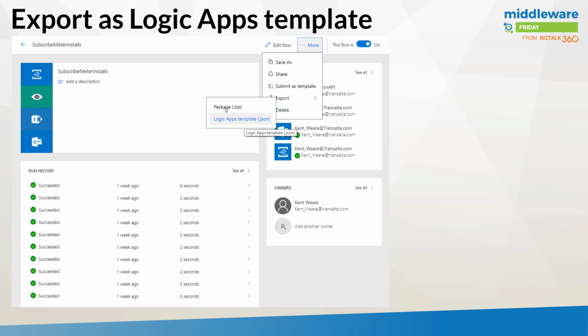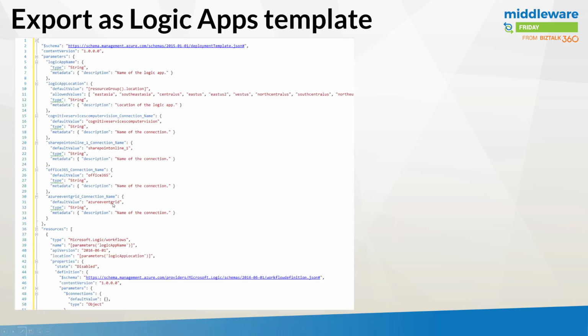Now in this case, what we do want to do is export as a Logic Apps template, which is essentially a JSON file. So we'll go ahead and click on that, and then you have the ability to download this file. And what this really looks like is a Logic Apps definition based upon this deployment template. So this will look pretty familiar if you have done Logic Apps work in the past. Here are references to our various connections, and then other resources as defined within the file itself.